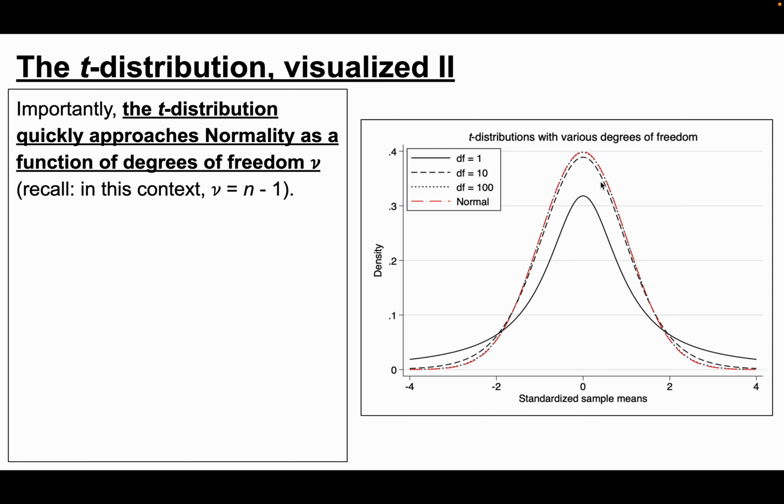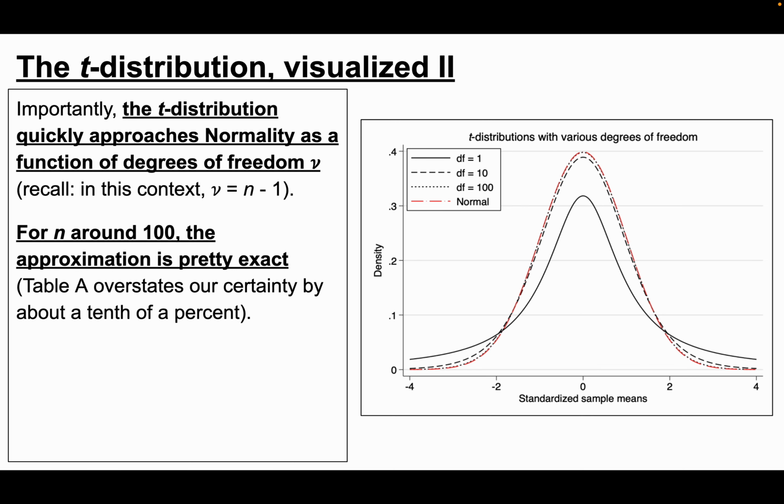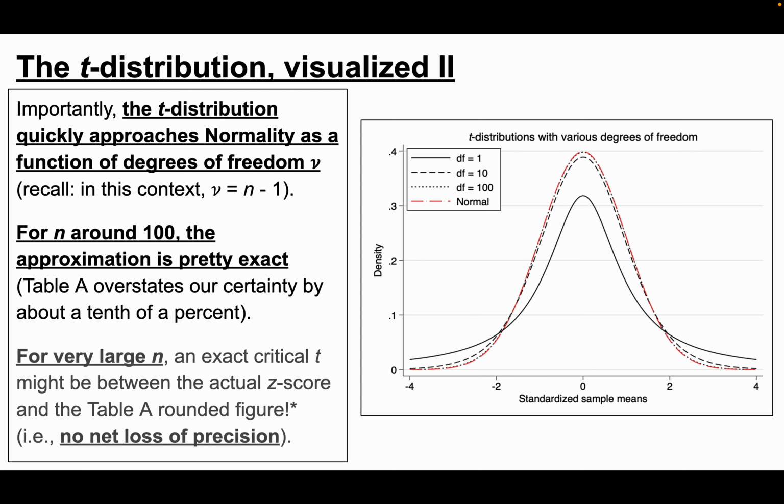It's not hard. It took me all of 2 minutes to put this graphic together, and you can mess with any number of degrees of freedom. You could try plugging in 1,000, and you'll see that it's virtually identical to a standard normal curve. So for n around 100, the approximation is pretty exact. Generally speaking, table A overstates our certainty by about 0.1%, so not really that big of a deal. For very large n, an exact critical t might actually be between the actual z-score and the table A rounded figure, so there's no net loss of precision.